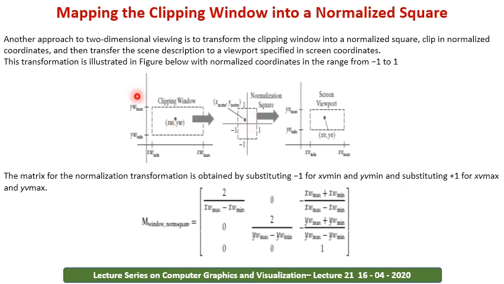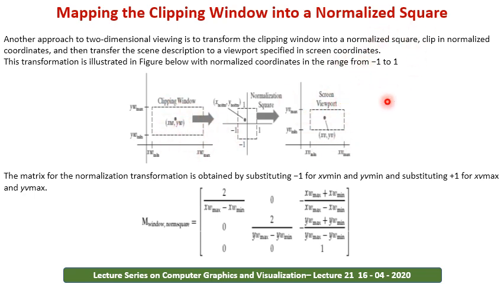Another approach to two-dimensional viewing is to transform the clipping window into a normalized square, so that the clipping in normalized coordinates will be transformed through the scene description to a viewport specified in screen coordinates. That transformation will be considered depending upon the normalized coordinates. The normalized coordinates always range between -1 and 1. So if we consider our normalized square from -1 to 1, how do we map this clipping window to the viewport?